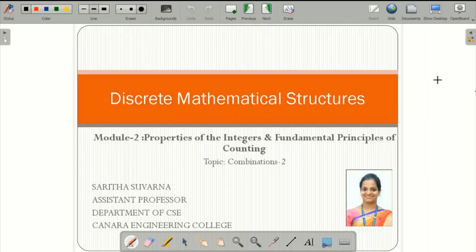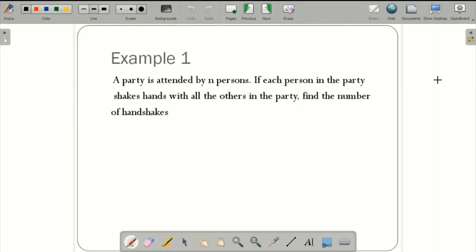Good morning. Today I'll be discussing combination 2 under the concepts of fundamentals of principles of counting. So let us see example 1. In example 1, we are told that a party is attended by n persons. If each person in the party shakes hands with all the other persons in the party, find the number of handshakes. So there are n persons.